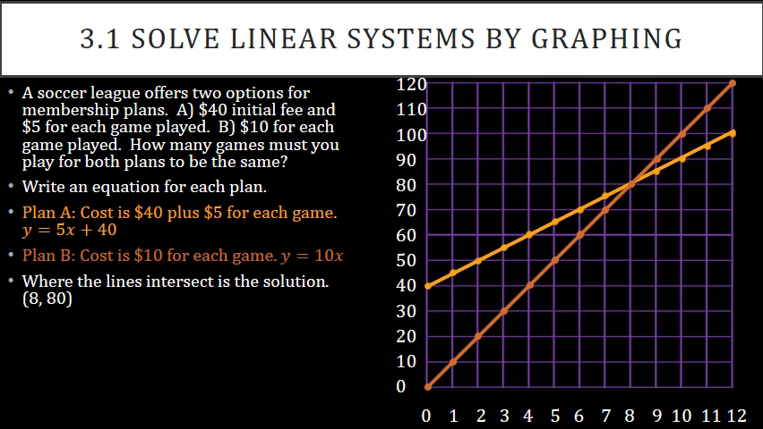Where the lines intersect is the solution, and you can see that that point is (8, 80), which means it's 8 games and $80. The question is just asking for games, so you must play 8 games for both plans to be the same cost.